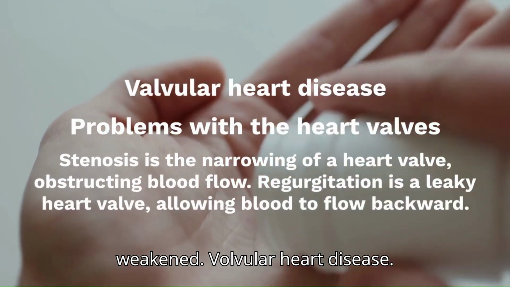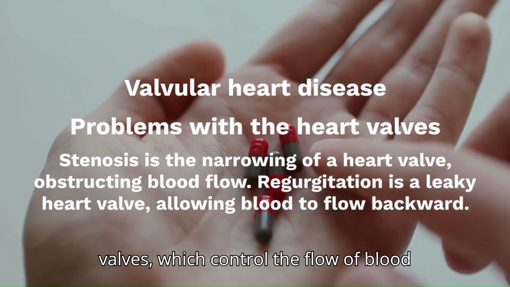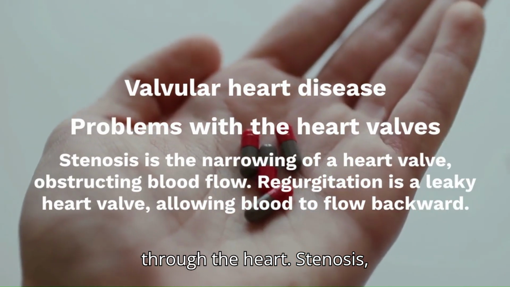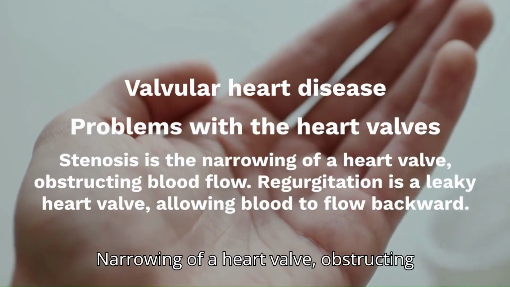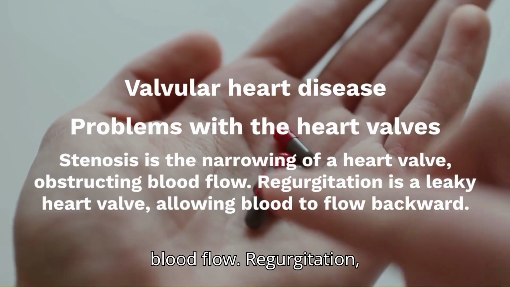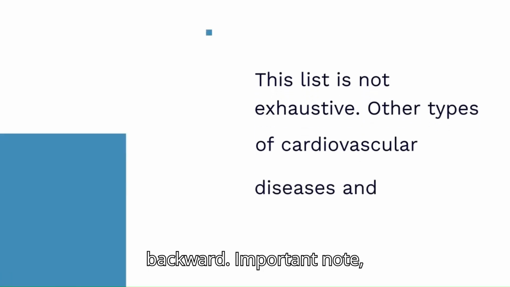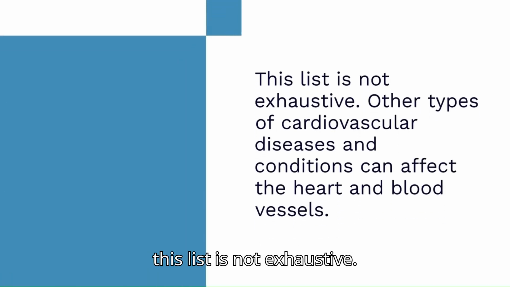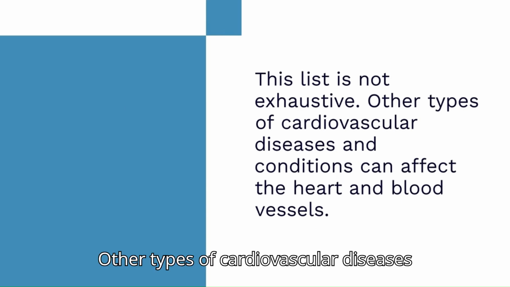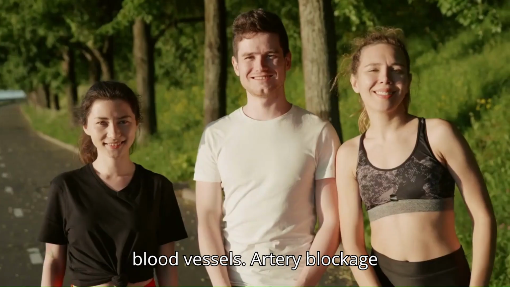Valvular heart disease involves problems with the heart valves, which control the flow of blood through the heart. Stenosis is the narrowing of a heart valve, obstructing blood flow. Regurgitation is a leaky heart valve, allowing blood to flow backward. Important note: this list is not exhaustive. Other types of cardiovascular diseases and conditions can affect the heart and blood vessels.